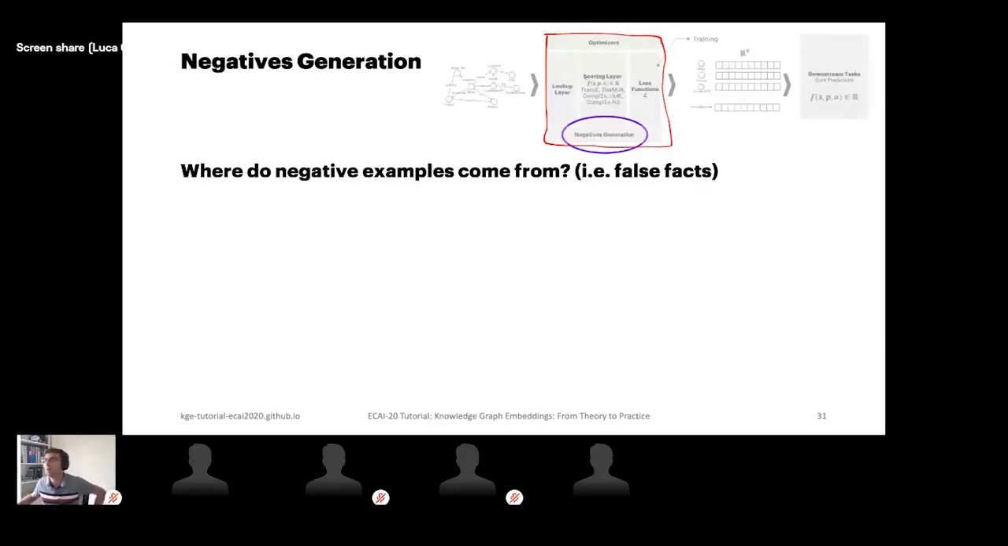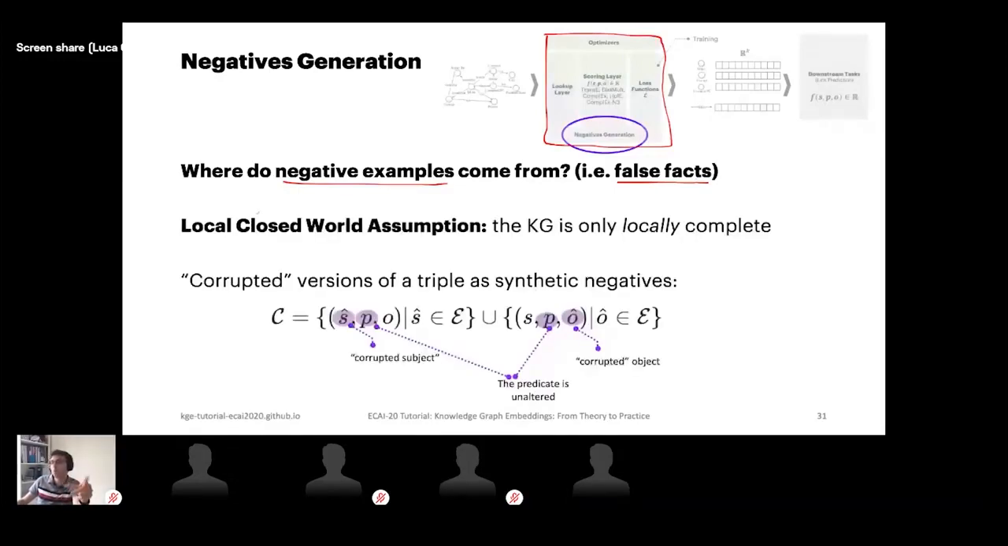Now, I have introduced negatives generation earlier on, right? I said a couple of words about the presence of negative examples, but what are these negative examples? Where do they come from, right? Now, first of all, a note on terminology. When I talk about negative examples, I also call them synthetic negatives or false facts. These are facts that are not true, right? And this is a bit of a problem in this community because knowledge graphs work under, remember I showed you that a few minutes ago, the open world assumption. So it means that if you process something like DBpedia, which is a machine readable version of Wikipedia, you will not have false facts in it, right? You have facts like Paris is capital of France, but you will not have a fact such as France is not capital of Germany, right?